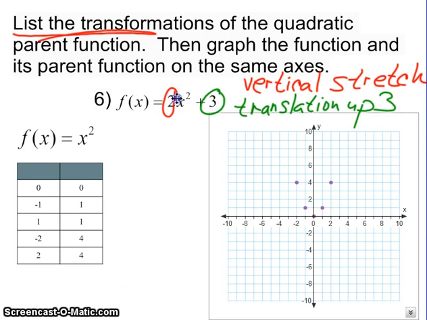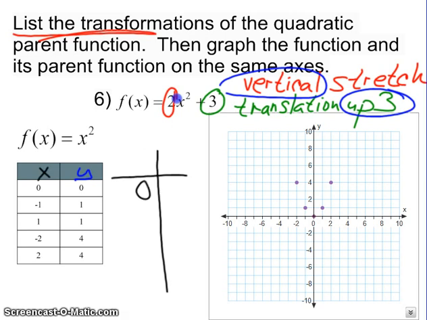All right, both the vertical stretch and the upward translation are both y, okay? Y is a vertical coordinate, up is a vertical motion. So again, that means that we're only going to change our y coordinate. Our x coordinates are going to stay the same. So again, I'm going to have 0, negative 1, 1, negative 2, 2. Those are all of the values that I used in my parent graph.